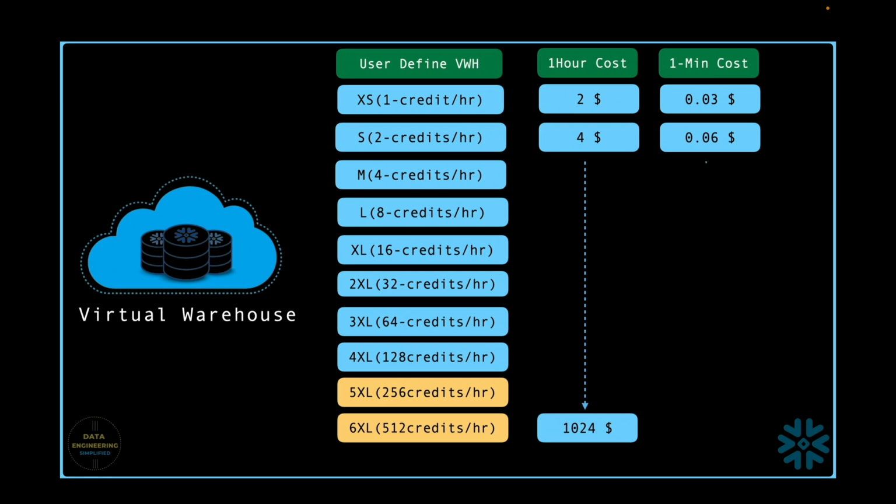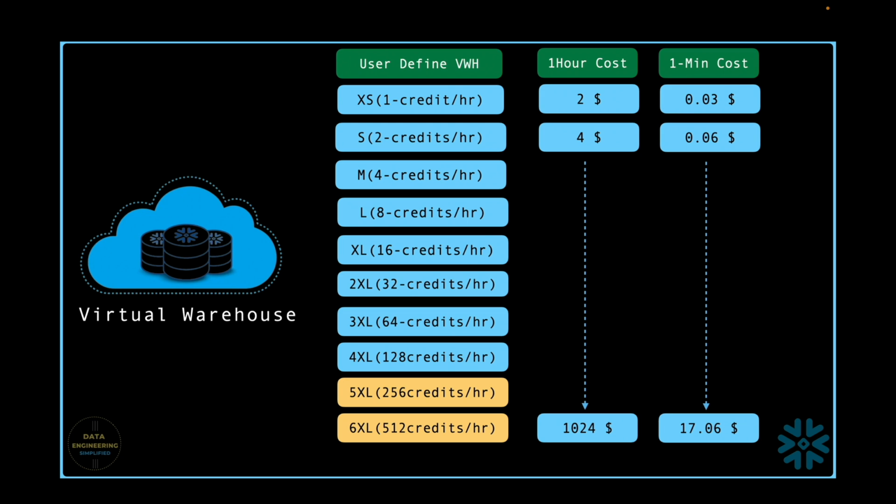And if you run the same compute for a minute, or 60 seconds, here is a pricing chart. Extra small with a one-node cluster will cost you $0.03. The small compute with a two-node cluster goes to $0.06. And 6X large with a 512-node cluster will cost you $17.06 for 60 seconds.